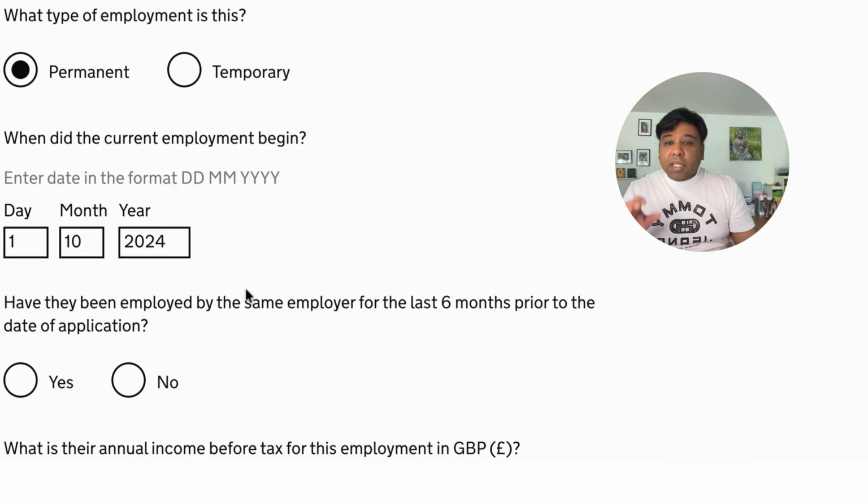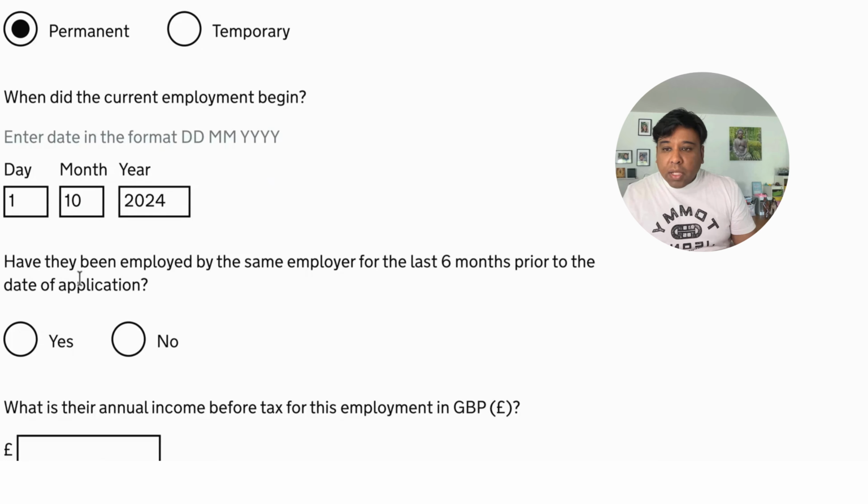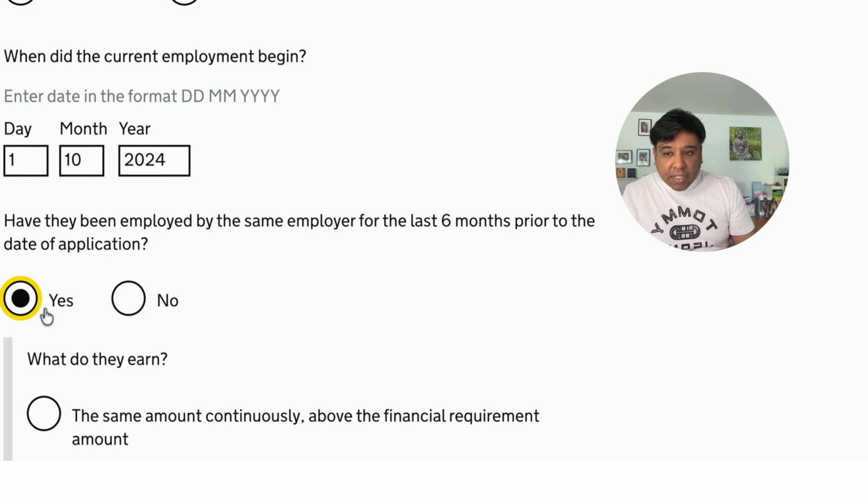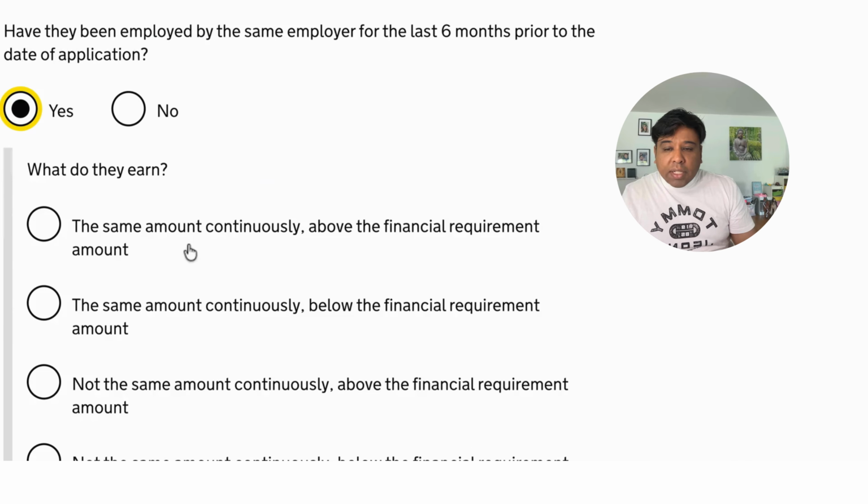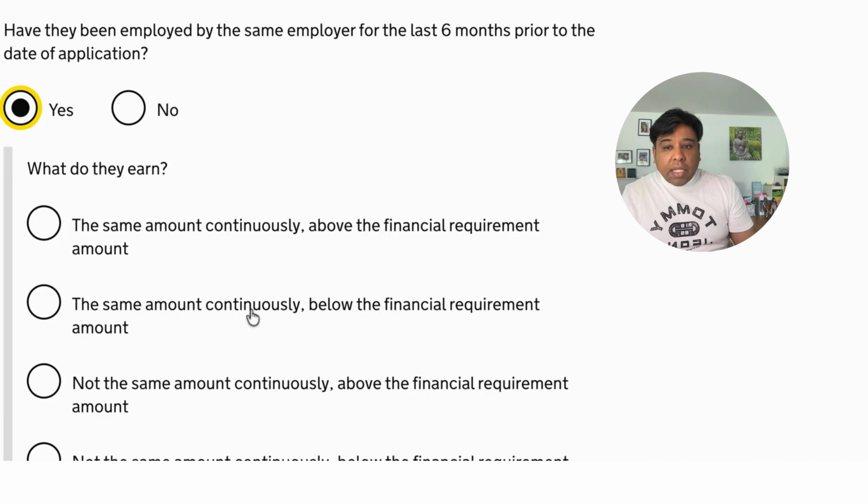2024. Because if the employment has changed in the last 6 months, then you will need to show your previous employer's earnings also. Have they been employed by the same employer for the last 6 months? The answer is yes. What do they earn? The same amount continuously above the financial requirement, or the same amount continuously below the financial requirement. So I will select the first option.